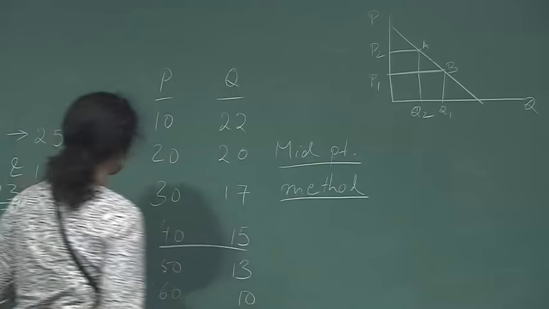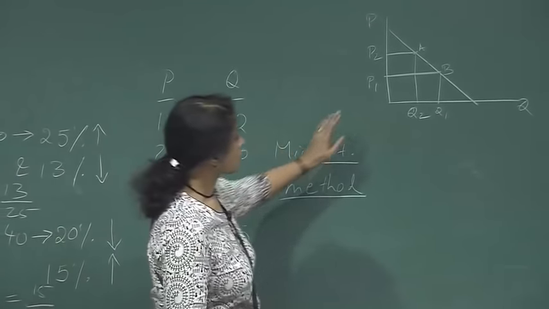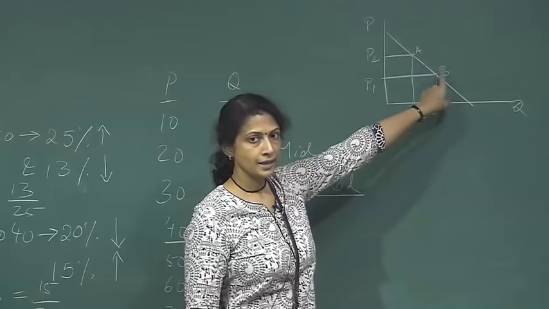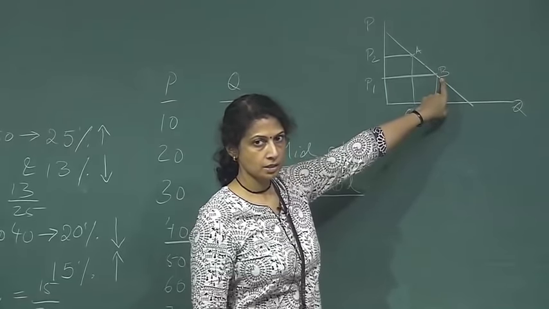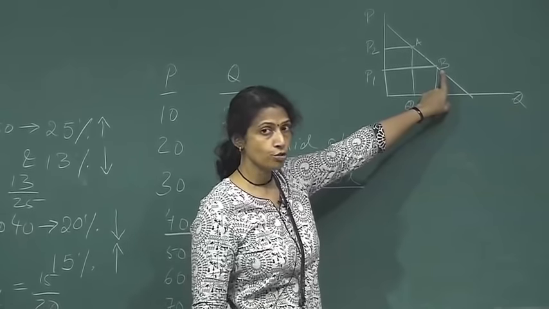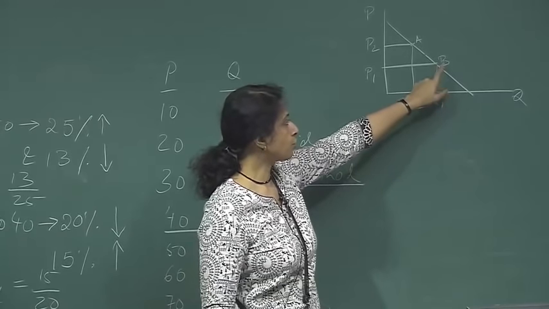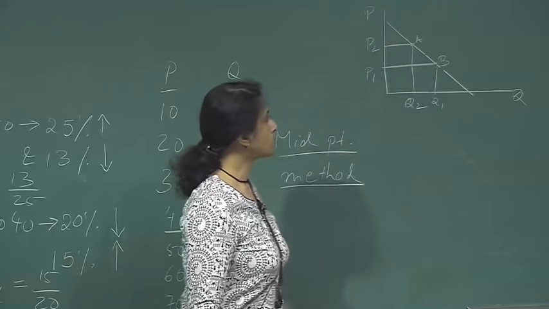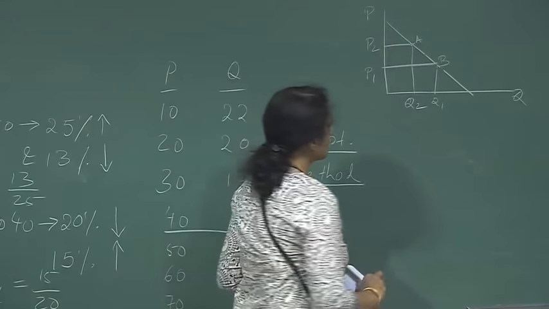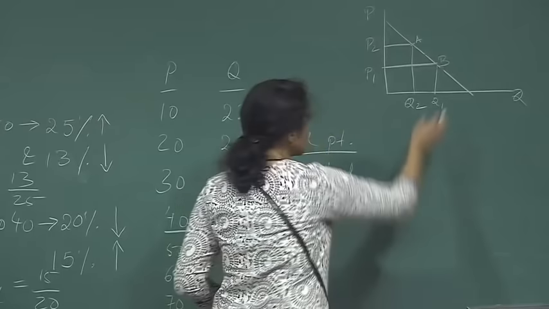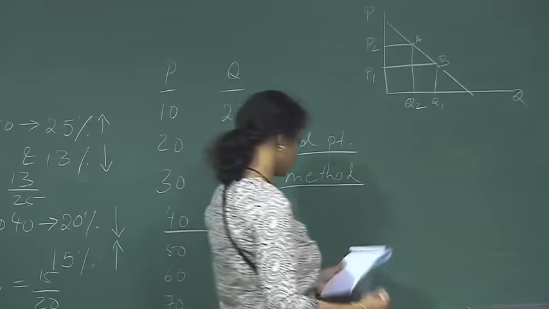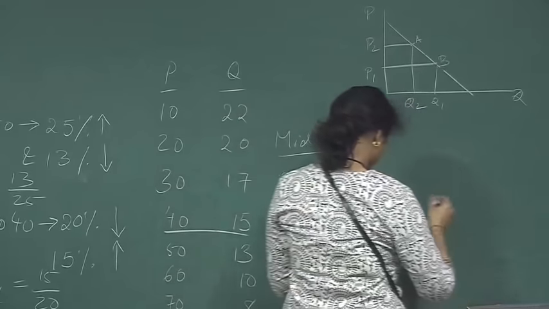So this problem, basically what we mean is, if I move from A to B, I'll get a certain price elasticity of demand, which is not going to be equal to the one if I move from B to A. So to resolve that problem, what usually is done is, we take the midpoint of the two changes, both in the numerator and denominator.